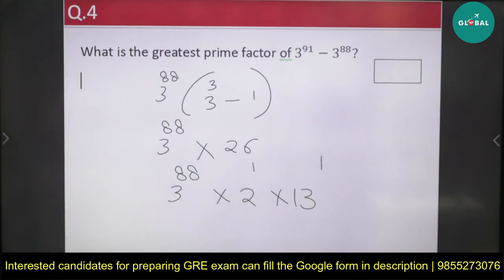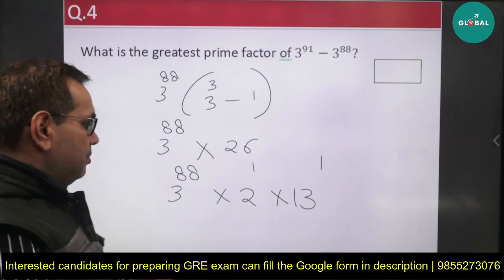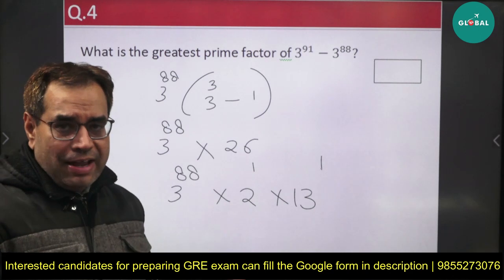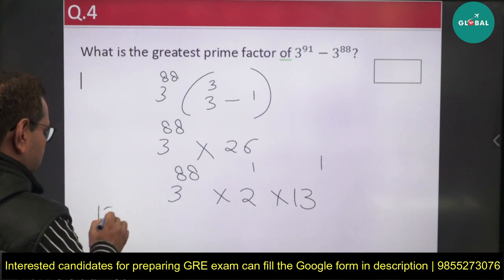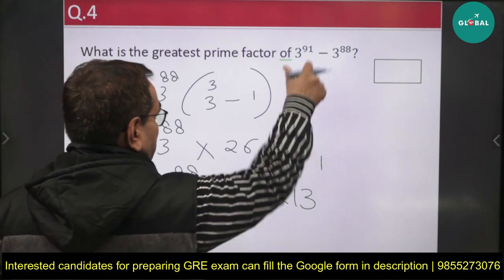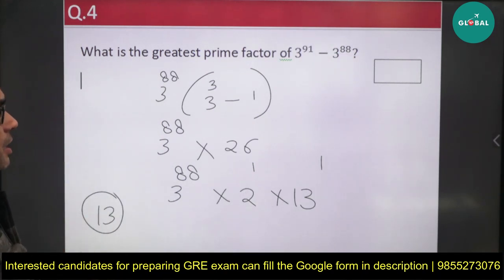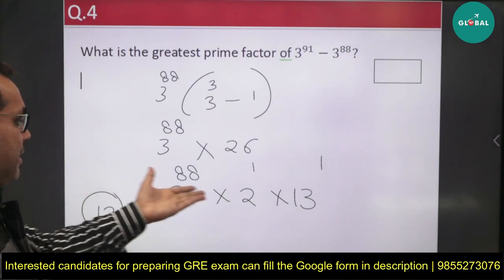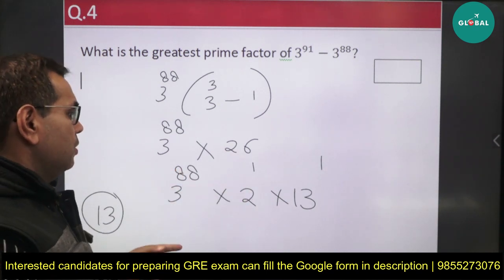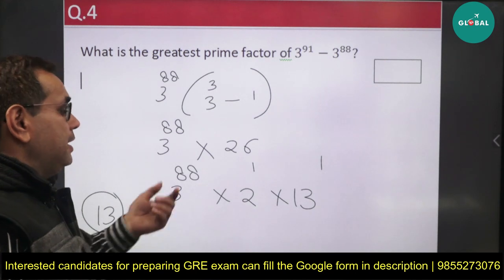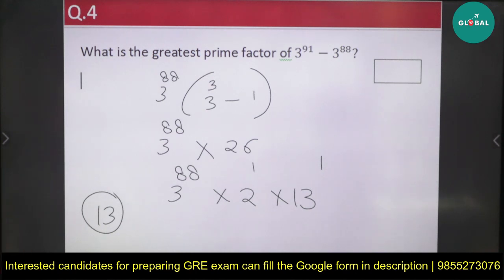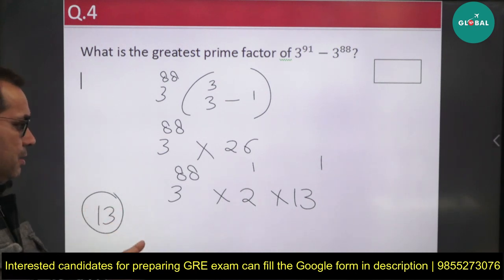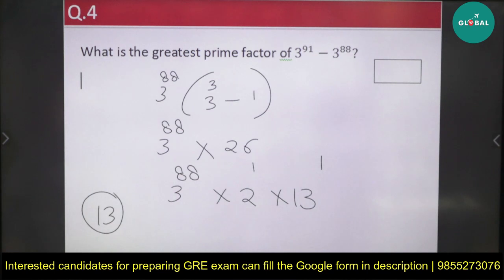So what can be the greatest prime factor? 3 is a prime number and that is a factor. 2 is a prime number, that is a factor. 13 is a prime number, that is a factor of this quantity. Now greater than 13, we cannot have any other factor because we don't have any other prime number in the product. So greater than 13, there cannot be any prime factor of this quantity. So 13 will be the answer. 26 is not a prime number, that is a composite number, right? If we take any power of 3, that will become a composite number, right? So 13 is the right answer.